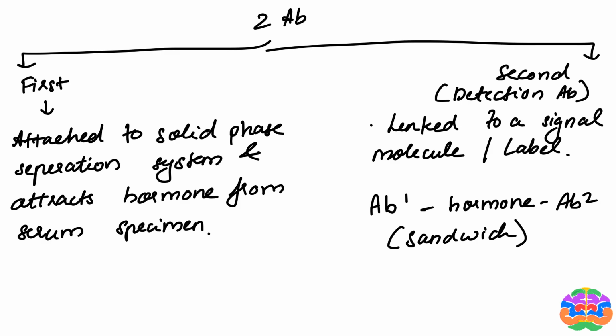If we take example of two antibodies, the first one will be attached to the solid phase separation system and it will extract hormone from the serum specimen. Whereas the second antibody, also known as detection antibody, will be linked to a signal molecule or label, and both these antibodies will bind to the hormone in a sandwich pattern.